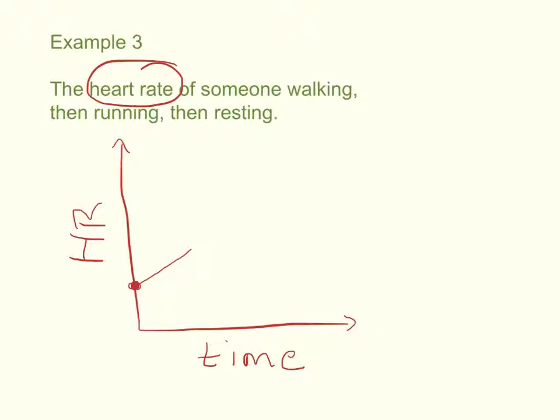When they start running, what's going to happen to their heart rate? Is it going to go flat across? Is it going to decrease? Is it going to increase faster? The correct answer is increase faster. We know that when somebody starts running, their heart rate is going to jump up really quick. But then when they start to rest again, the heart rate's going to slow back down. So that is our graph.